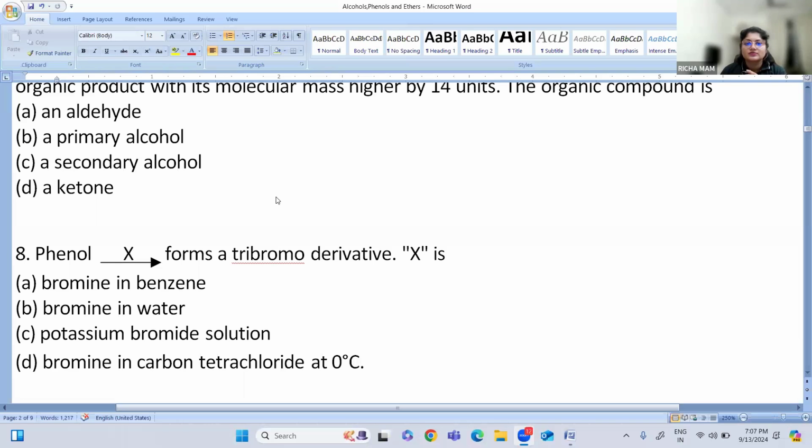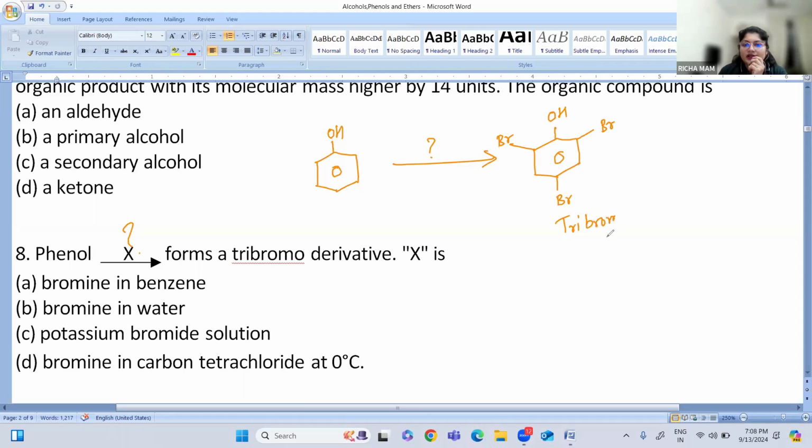Next question. Phenol, in the presence of X, forms a tribromo derivative. What is this X? So this is our phenol. When it reacts with X, it forms a tribromo derivative. Tribromo means positions 1, 2 and 3, so at these positions you have bromo groups. This is our tribromo derivative.